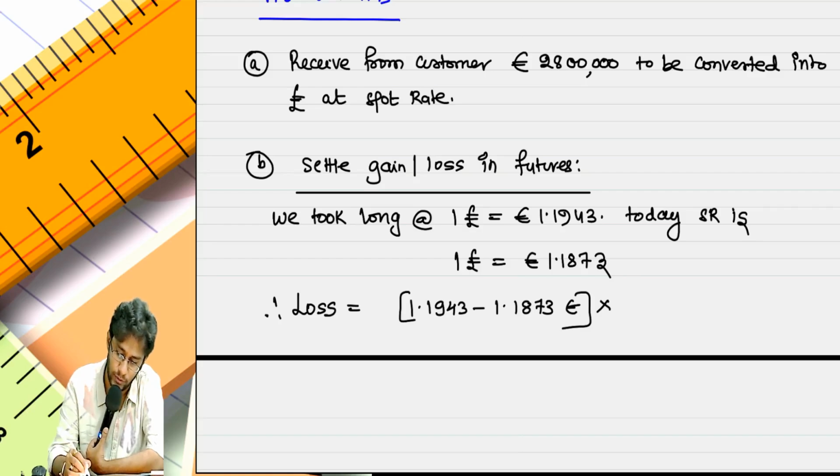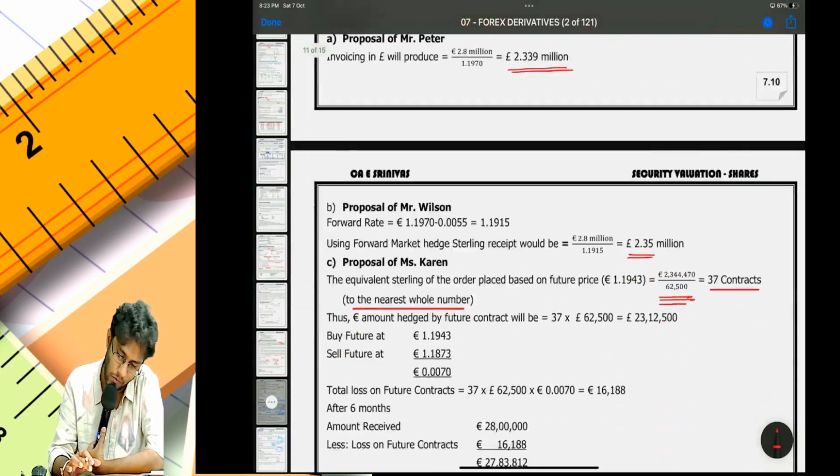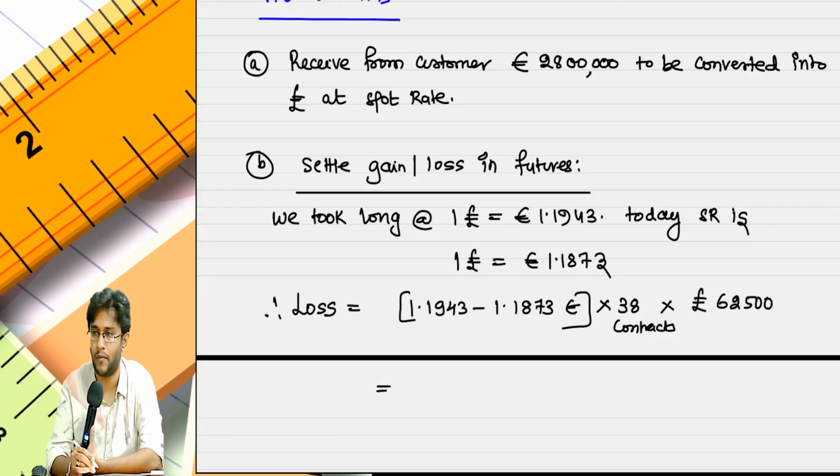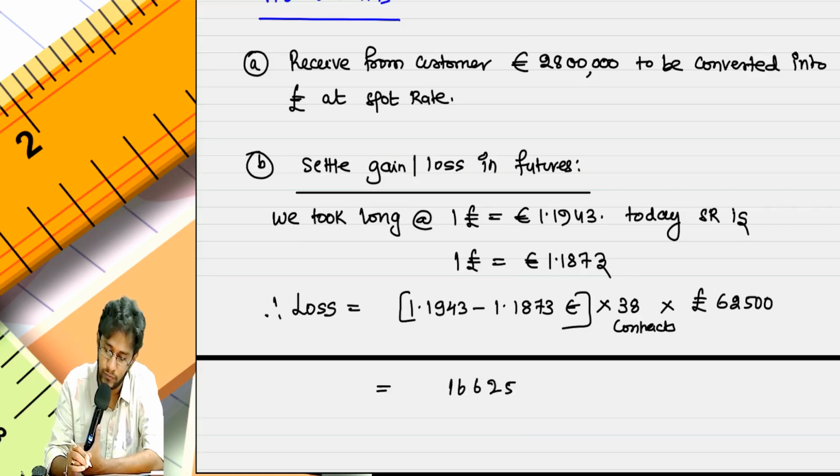Into how many contracts did you pick up? 38 contracts you picked up. Each contract, how many pounds are there? 62,500 pounds are there. 16,000. Which currency is this?